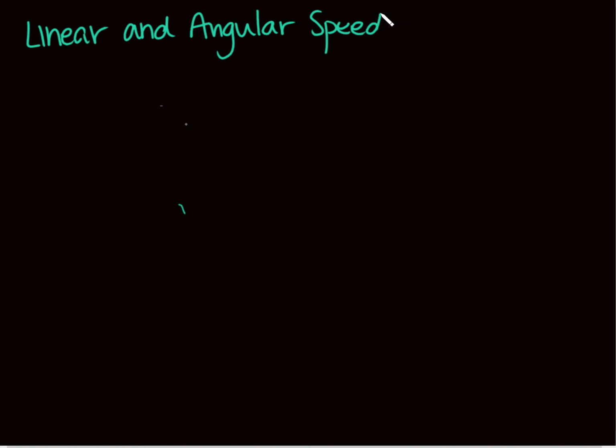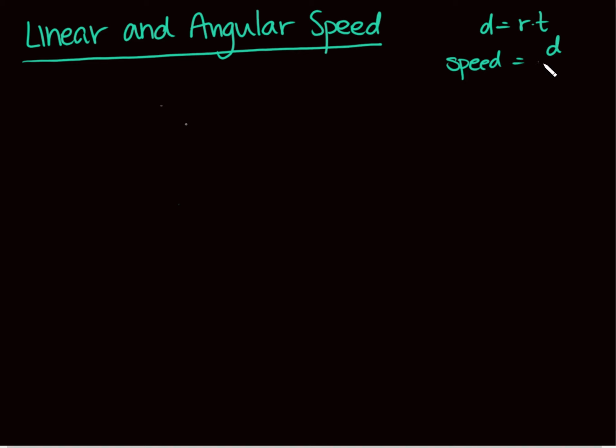So speed, right? We know distance is rate times time. We've all heard that before. And if you solve that, distance equals rate times time, that rate is basically your speed. So this R right now is not standing for radius, it's standing for rate. Speed is just basically the distance you travel over the time it takes you to get there.